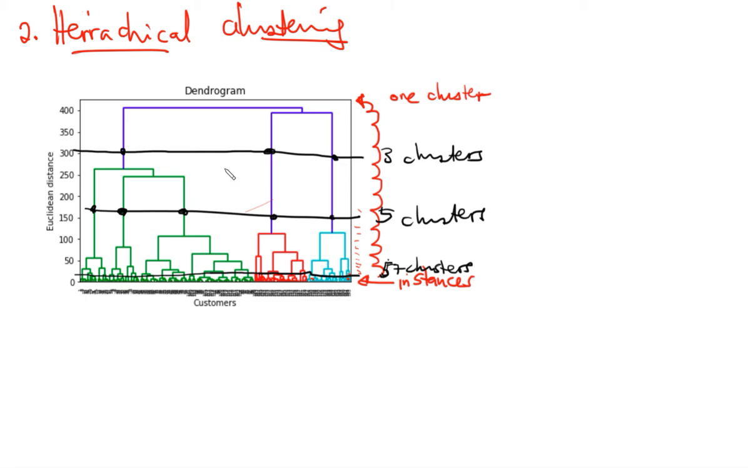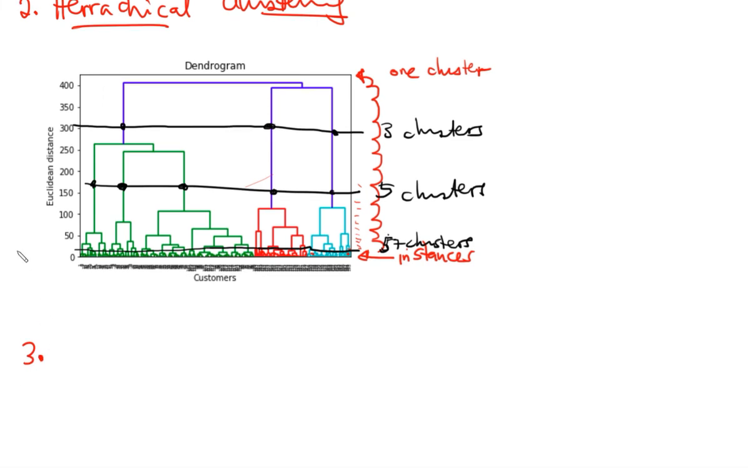Where do you want to cut? What height are you going to cut it? That height is similar to choosing like the K in our K-means. It's almost similar, but a different principle. So that is hierarchical clustering.